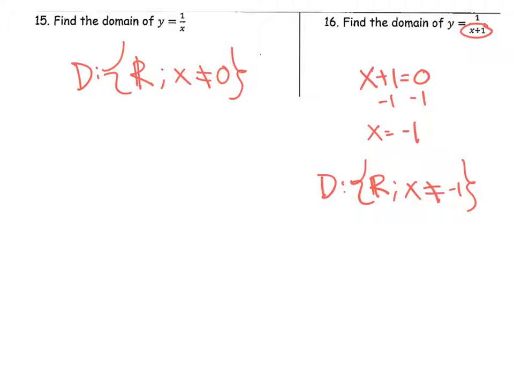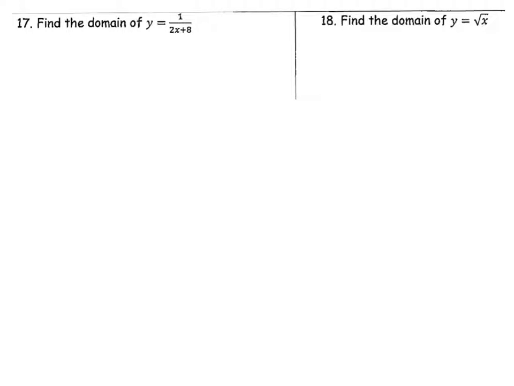Number 12. 12B, right? We said imaginary number. Why was that one an imaginary number? Because it was a negative number. So can we have a negative number? Find the domain of y equals 1 over 2x plus 8.